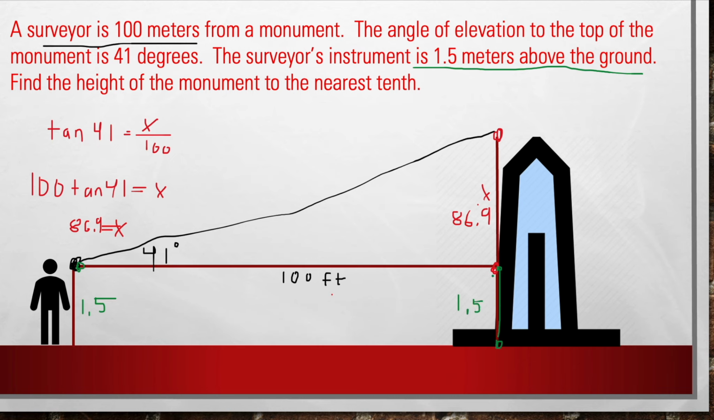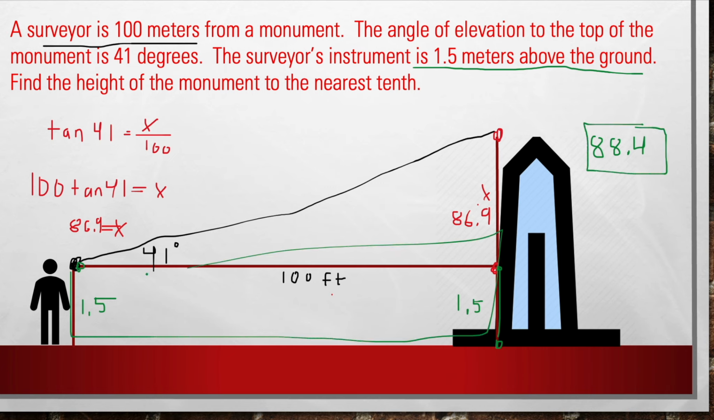So when we add that 1.5 and 86.9, we get 88.4, and that's going to be our height of the monument. So this is the second type of trig word problem you can see, where you have a rectangle, and on top of it or below it or somewhere with it, you have a right triangle. So it's not too much more work, it's just this extra step of adding that 1.5 at the end of it.